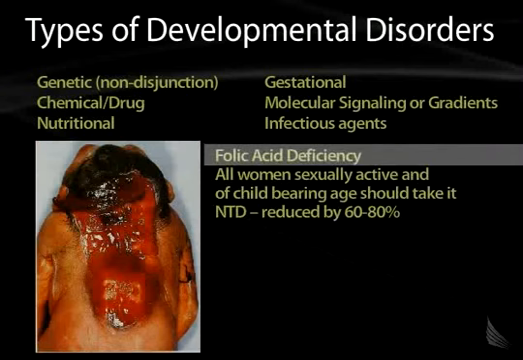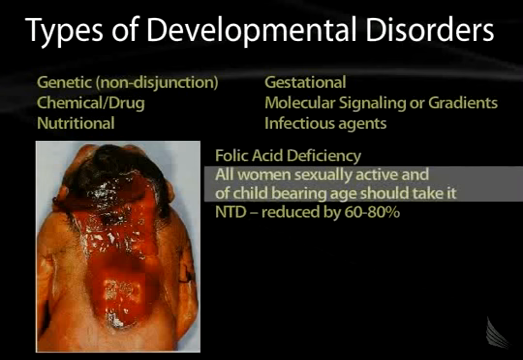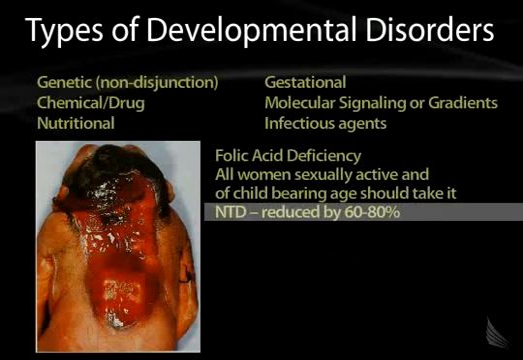Folic acid deficiency is now a hot topic for testing because they're making social efforts to ensure that women of all childbearing age and sexual activity should have a folic acid supplement, and it is believed that this will reduce neural tube defects by up to 60 to 80%.